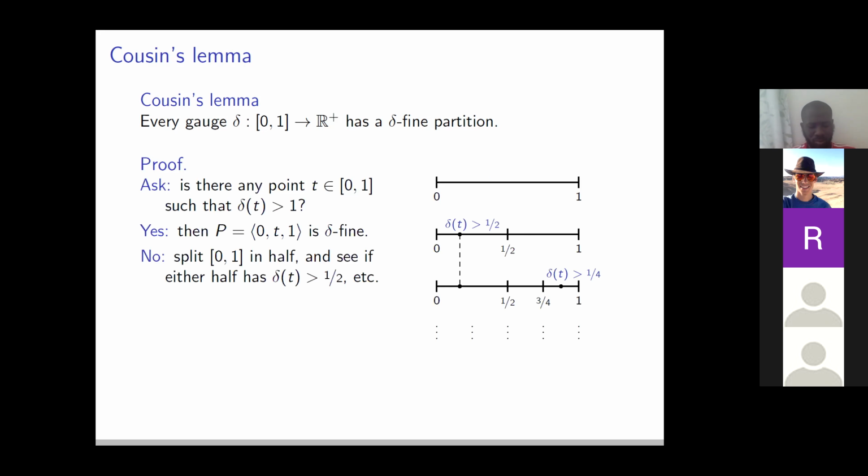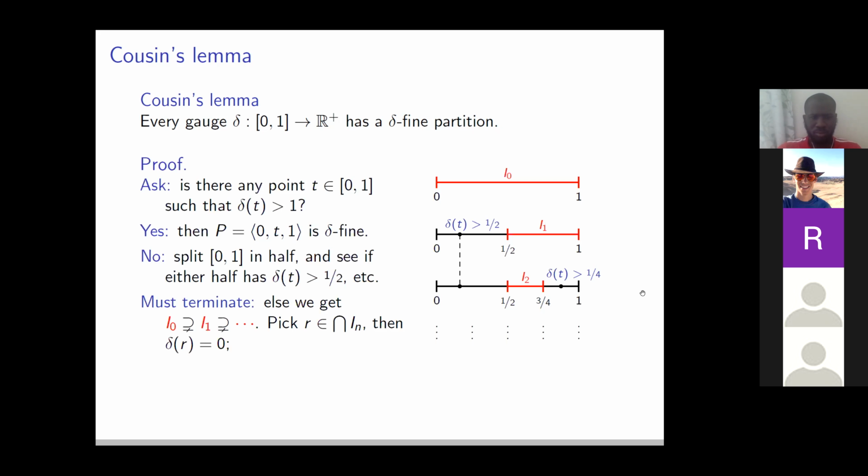And we keep going. Now, I claim this has to terminate eventually, because if it doesn't terminate, then we get a nested series of intervals which have no good points in them. These are converging on a single point, somewhere in the intersection. Because of the way we've defined these, delta at that point has to equal 0. But that's a contradiction, since we said the value has to be positive. So it must terminate eventually, and that gives us a partition. Now, the question is, is this the best proof?